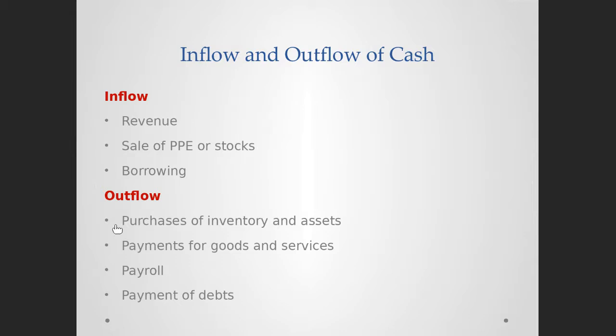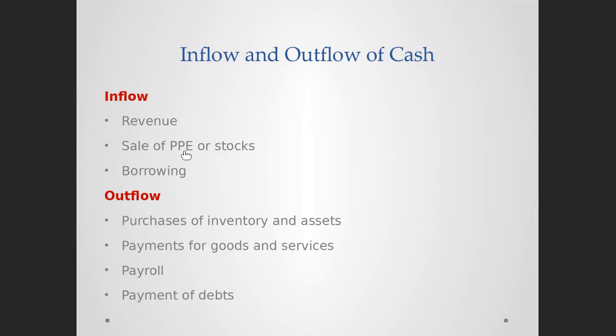For outflow, the most regular, most frequent, and largest in amount are the first three: purchases of inventory and assets, payments for goods and services, and payroll, paying your employees. So money goes out when you buy inventory and assets, money goes out when you pay for goods and services such as office supplies, cleaning supplies, security services, cleaning services, and payroll is the employee payment. In addition to that, money comes in from the sales of property, plant, and equipment.